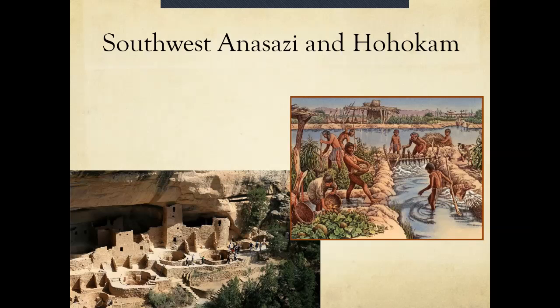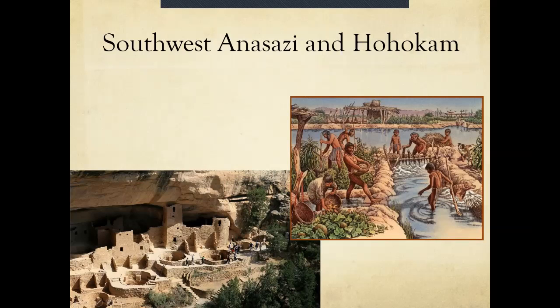And these groups would be in the desert Southwest. Most of the time you're going to hear them referred to collectively as a group known as the Pueblo Indians. Pueblo meaning community. So these communities of natives, the Anasazi and the Hohokam, you definitely need to associate the irrigation that they're going to be using.